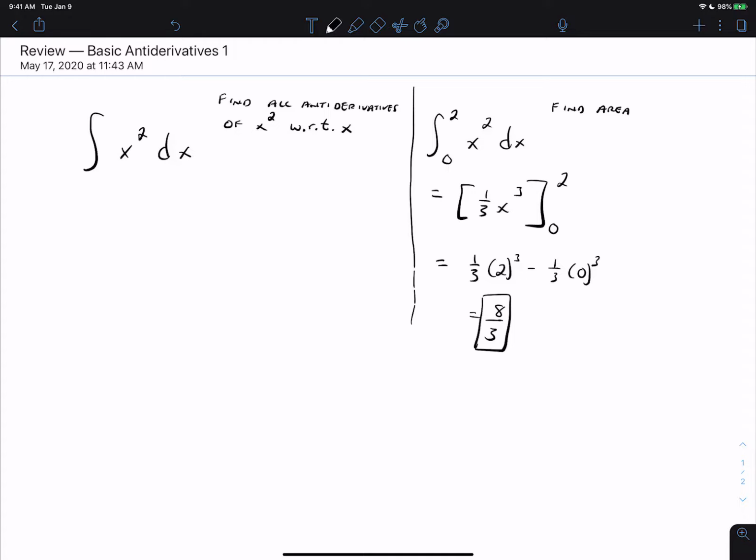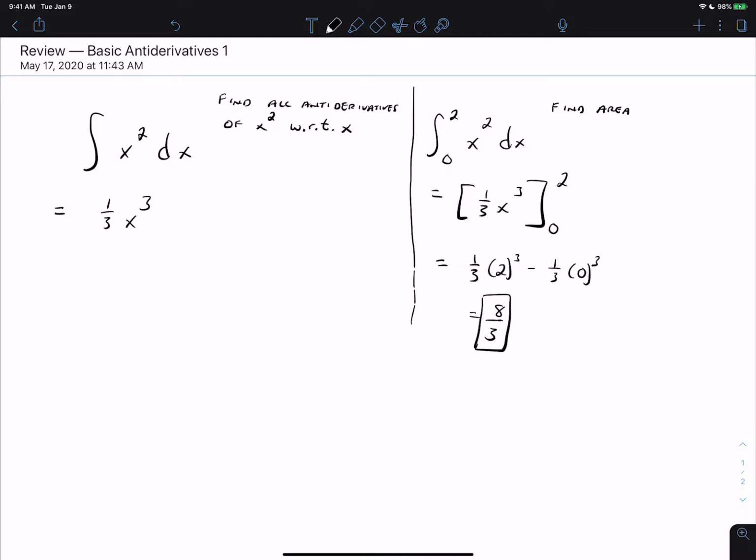On the left, we're looking for all of the antiderivatives of x squared. In this case, it would be smart to start with x to the third, because the derivative of x to the third is 3x squared. We put a 1/3 in front of that because when you take the derivative and bring the 3 down, 1/3 times 3 is 1, and the derivative of 1/3 x to the third is 1x squared. And so we have what we want.